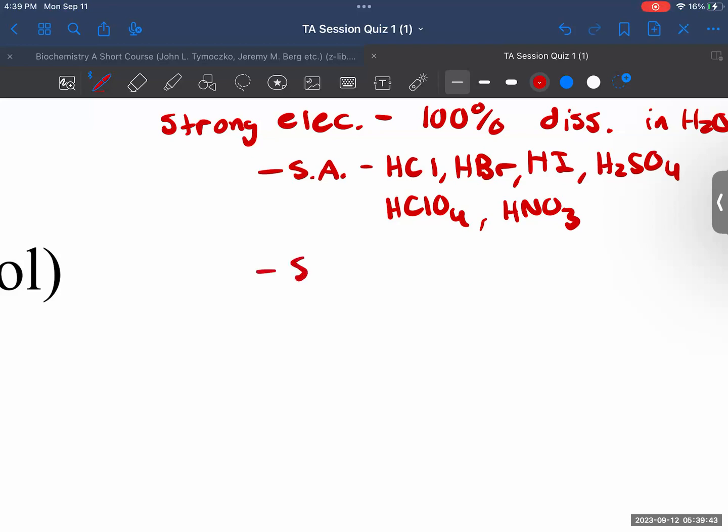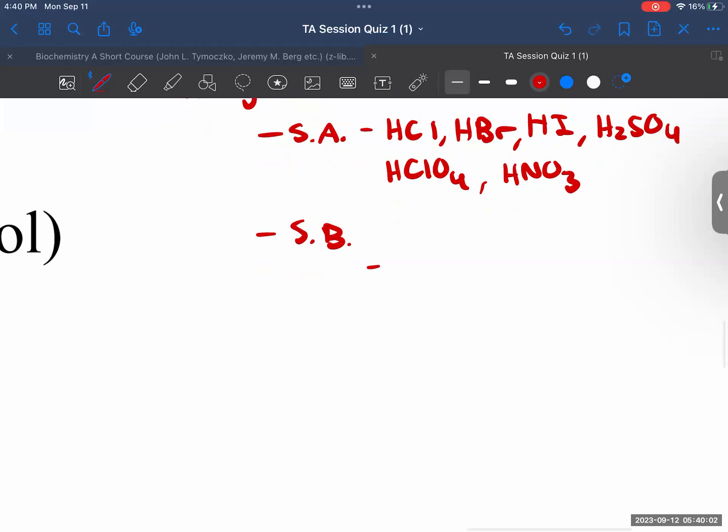Strong bases. Mainly in this class, we're going to see hydroxides, okay? So soluble hydroxides, anything that is going to make a hydroxide soluble. We see group 1 is always soluble, right? So group 1 hydroxides would be like sodium hydroxide, lithium hydroxide, potassium, cesium, all that good stuff, okay? So group 1.